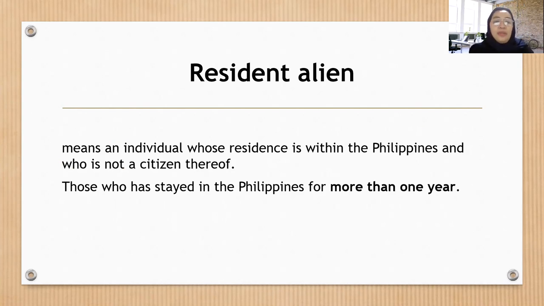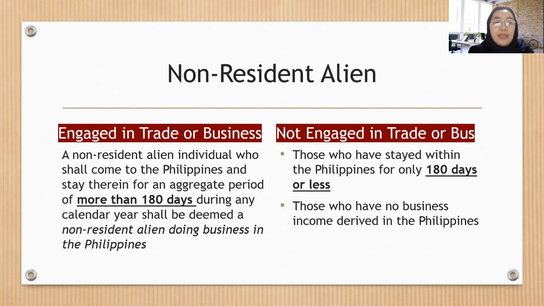Resident alien. Okay. So take note, class, as to resident or non-resident citizen, the period is 180 days. But for a resident alien, it is required that he has stayed in the Philippines for more than 1 year. Okay. Now, lastly, a non-resident alien. So, hindi siya resident sa Philippines, less than 180 days ang stay or less than a year. And then he is also not a Filipino. So, alien. They are classified further into two.